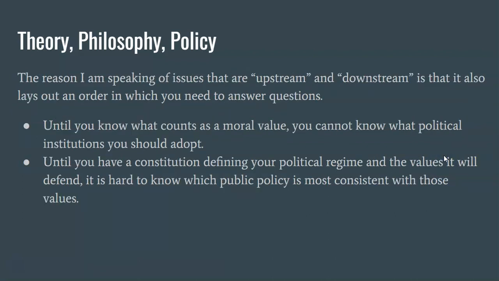Okay, so the reason I'm speaking about issues that are upstream and downstream is that it also kind of lays out an order in which you might want to answer questions. Until you know what counts as a moral value, you can't really know what political institutions you should adopt. You can't tell which institutions are better or worse if you don't have some criteria, some kind of theory that tells you what counts as better or worse. And until you have some kind of constitution defining what your political regime is and what values it's going to defend, it's pretty hard to know which public policy is going to be most consistent with those values. It's very hard to know whether you should have public or private health care if you don't have a constitution telling you what kinds of values your government should pursue.